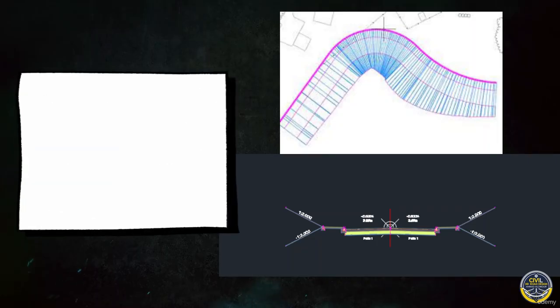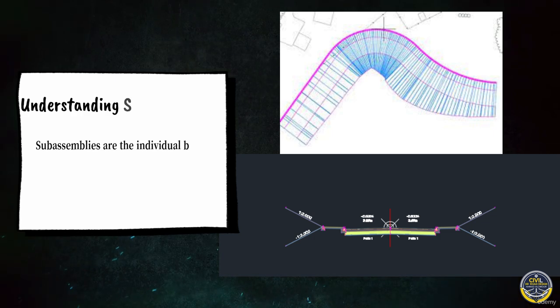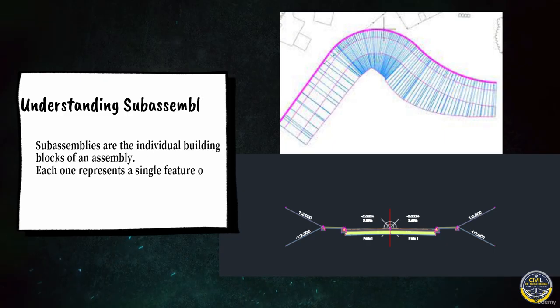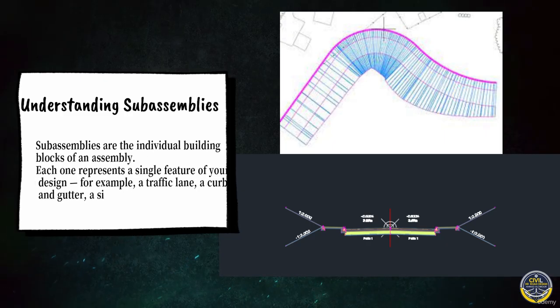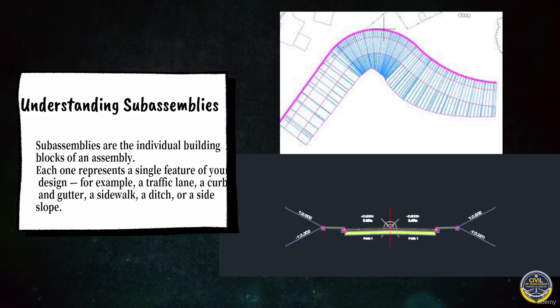Understanding subassemblies. Now, let's look at subassemblies. Subassemblies are the individual building blocks of an assembly. Each one represents a single feature of your design. For example, a traffic lane, a curb and gutter, a sidewalk, a ditch, or a side slope.